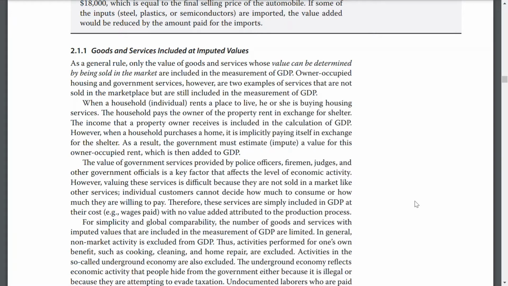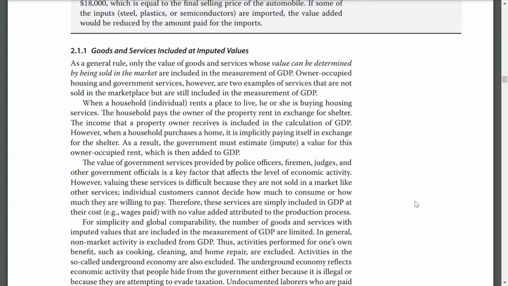When a household or individual rents a place to live, he or she is buying housing services. The household pays the owner of the property rent in exchange for shelter. The income that a property owner receives is included in the calculation of GDP. However, when a household purchases a home, it is implicitly paying itself in exchange for the shelter. As a result, the government must estimate or impute a value for the owner-occupied rent, which is then added to the GDP.